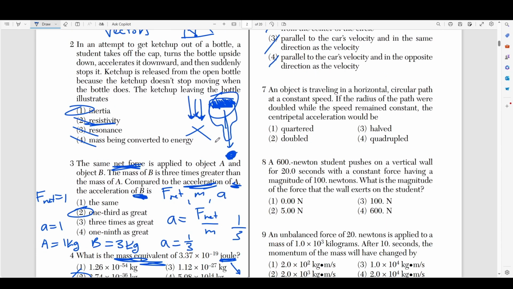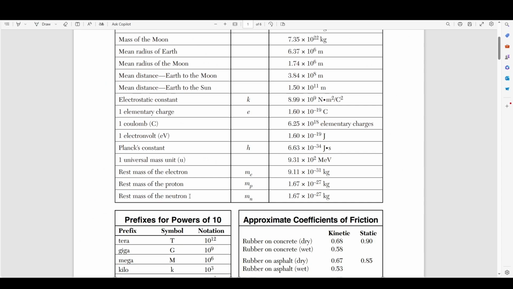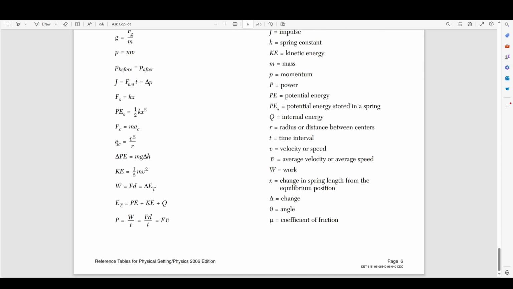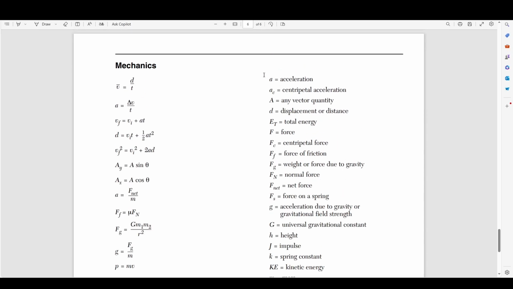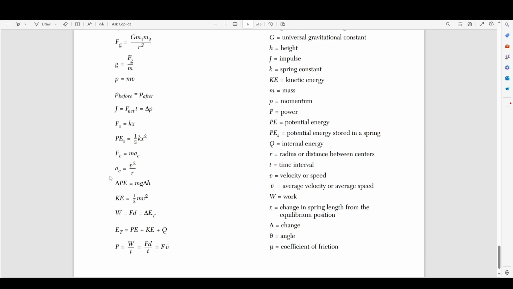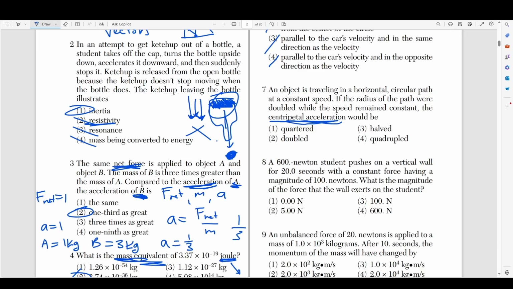So number 7 says an object is traveling in a horizontal circular path at a constant speed. If the radius of the path were doubled while the speed remained constant, what would the centripetal acceleration be? Here we're dealing with centripetal acceleration, so it'll probably be important to know the formula for this. So if we scroll down to mechanics, we see AC, and if you don't know what AC means, you could always look for the letter here. AC stands for centripetal acceleration. Centripetal acceleration is equal to v squared divided by r. So let's just write that down, v squared divided by r.